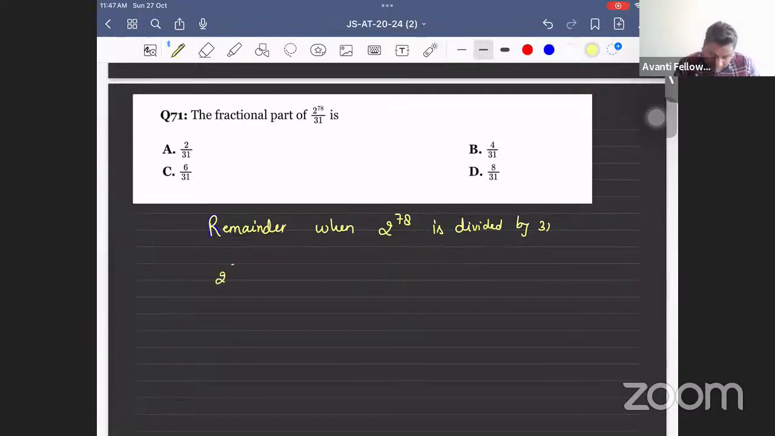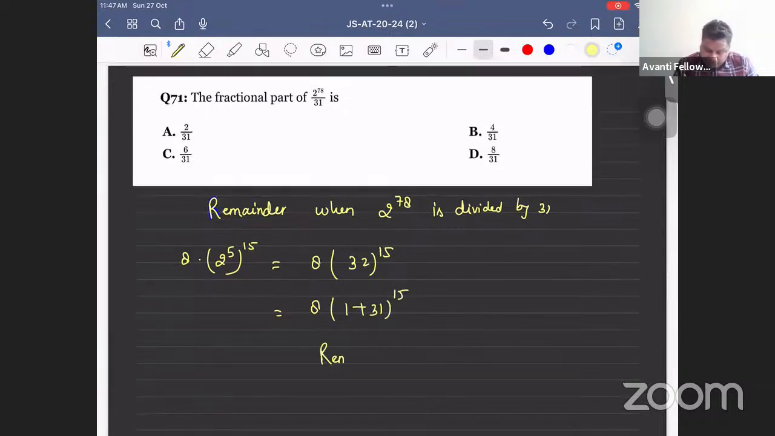So 2^78 is 2^75 and then 2^3, that is 8 times 32^15. So I write it as 8 times (1 + 31)^15. So the remainder when 2^78 is divided by 31 is 8.